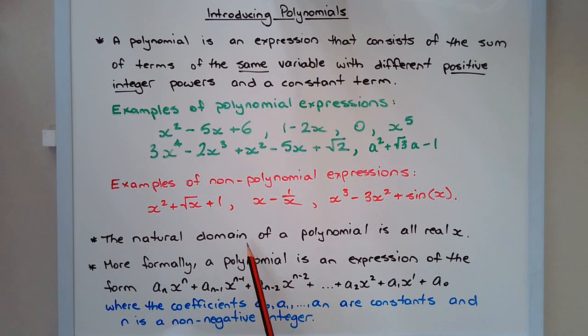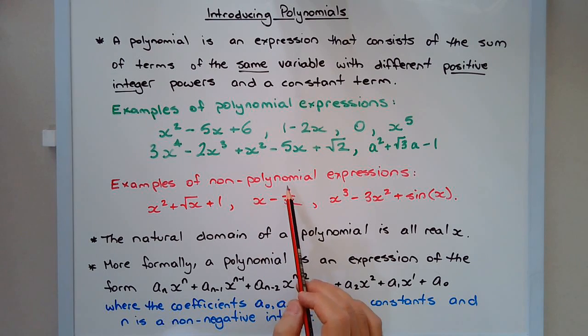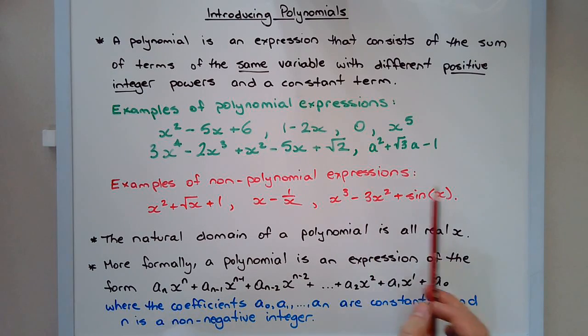Now, the natural domain of a polynomial is all real x. So in fact, if you go to the examples of the non-polynomial expressions, two of them, so x squared plus square root of x plus 1, the natural domain is not all real x. In fact, for the first one, x can only be 0 or positive. And for the second one, x minus 1 over x, x cannot be 0. So it's not all real x. Although for the third example, it is all real x, but one of the terms is a composite function where x is sort of the input of another function, therefore also not a polynomial.